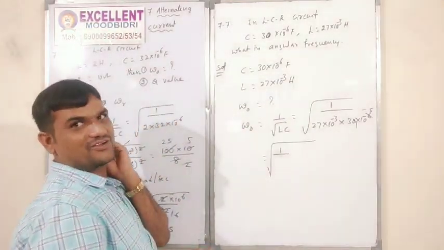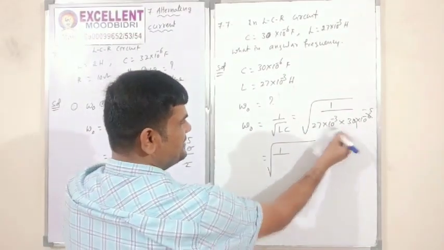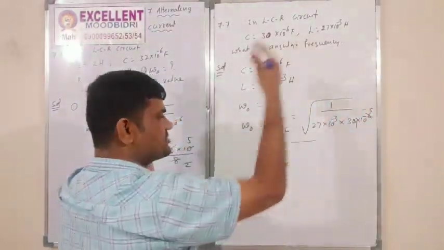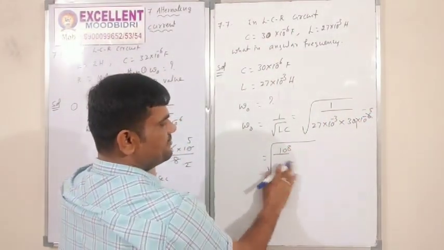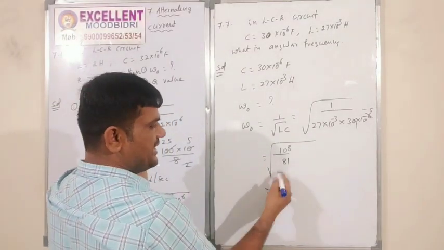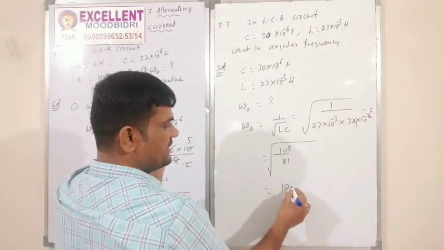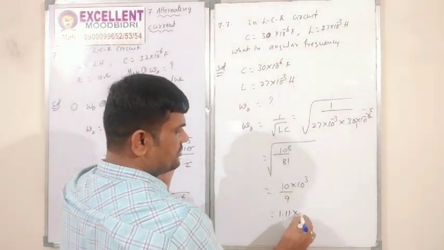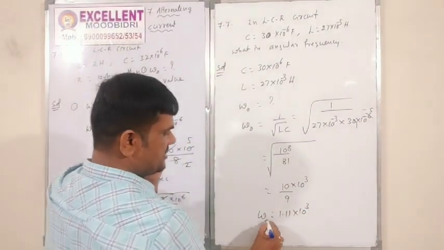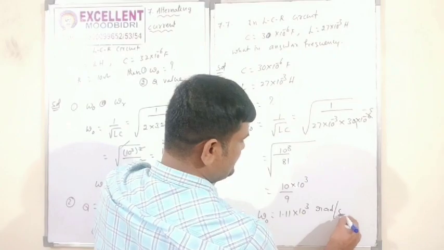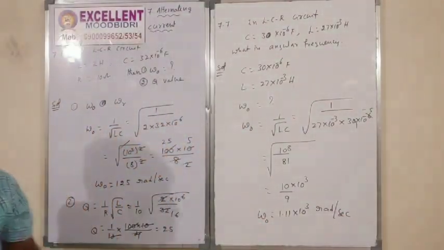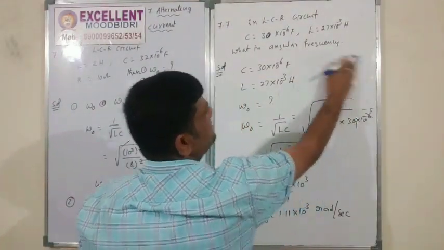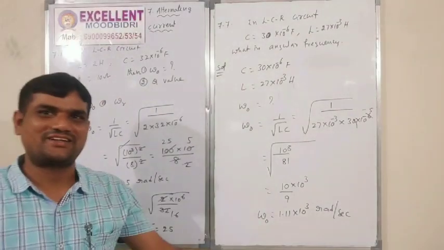So 1 by root over, okay, root directly I took there, no problem. So 27 into 3 is 81 only. 81 into 10 power minus 3 minus 5, minus 8, transfer to numerator 10 power 8 will come. So root of 81 is 9, and this is 10 power 4, so 10 into 10 power 3 divided by 9. Therefore 1.11 into 10 power 3 radian per second is omega naught. If you want Q, you can do it; that is the homework for you. Q is equal to 1 by R, but R is not given, so it is not required.